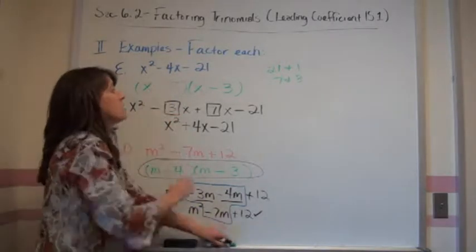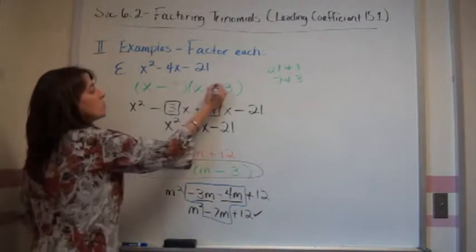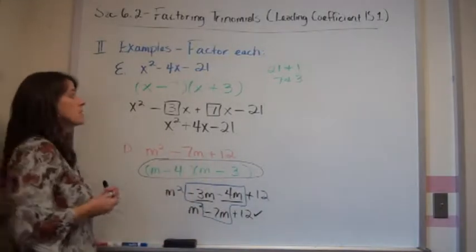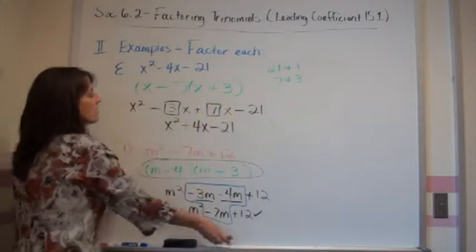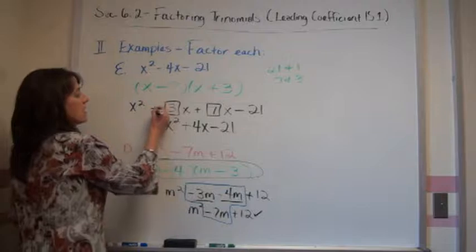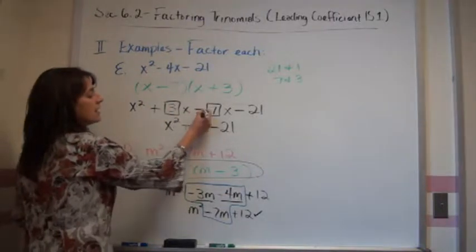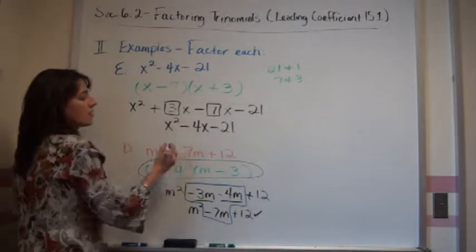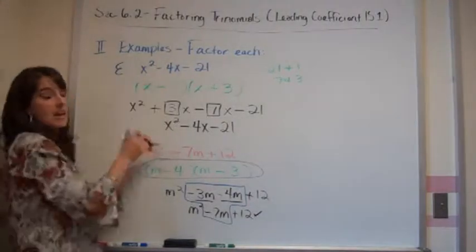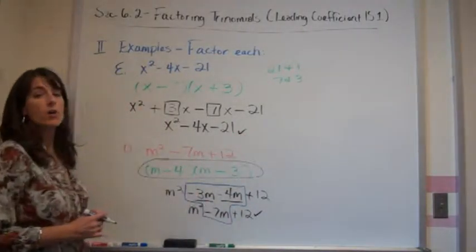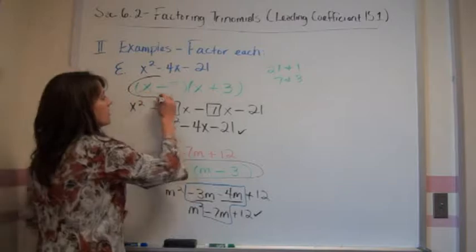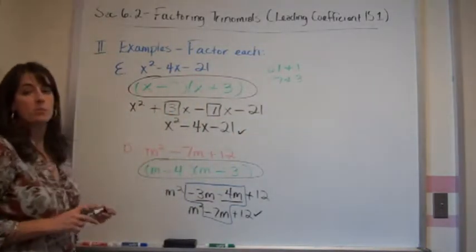So this will become the negative, and this will become the positive, because what happens is, now when I multiply outside here, I get a positive 3x, and when I multiply inside here, I get a negative 7x. That creates a negative 4x right there. Now that is exactly what I started with. So I know that the check is right, which tells me that these are the right factored form.